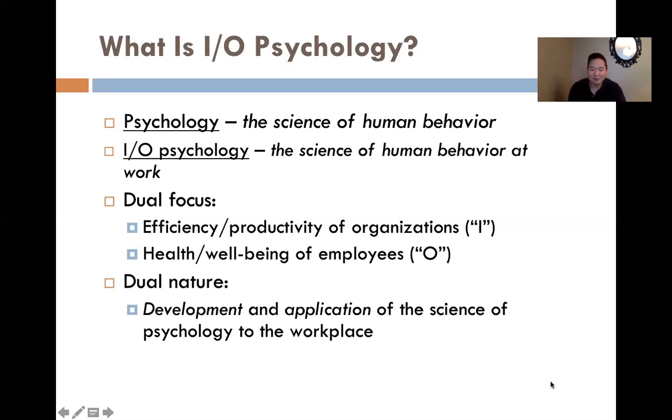But not only are we kind of stealing from other areas of psychology and applying it to the workplace, we're also looking at what can a workplace do to help people. So on one hand, we focus on the efficiency or productivity of organizations. We call this the industrial or the I side. And with this, what we look at is how can we hire the best people for a job? How can we appraise them properly? How can we tell if they're doing a good job or not? And kind of at the core of this, how can we even tell what a job is supposed to be?